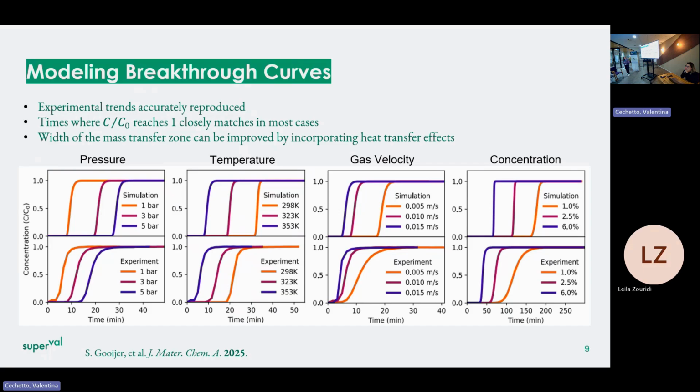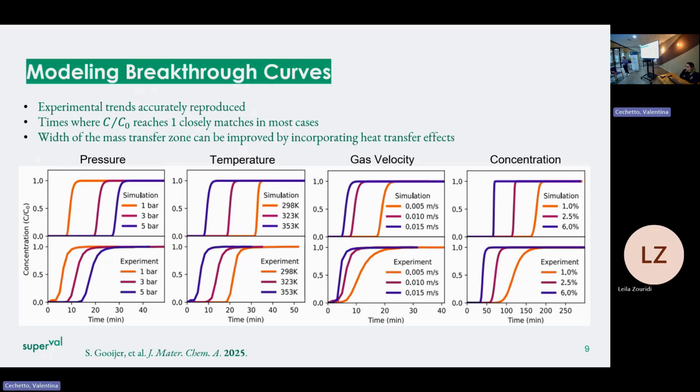We're now working on a second part, a new part of the code that does incorporate the heat transfer. Initial results are really promising, especially for CO2. It does really improve a lot, but it's not ready yet, so we're still working on that. This was CO2 in helium, and we were actually very happy with this, that we can match the trends and at least roughly the breakthrough times.